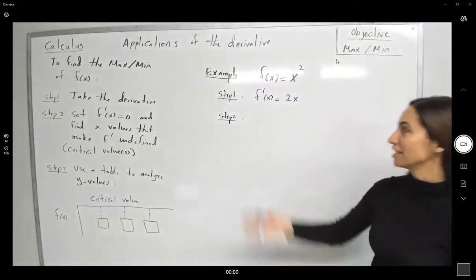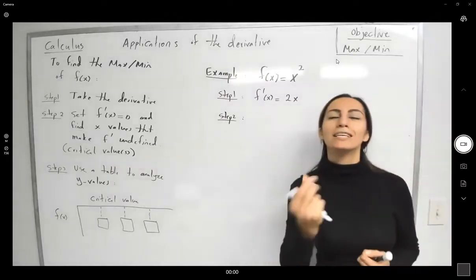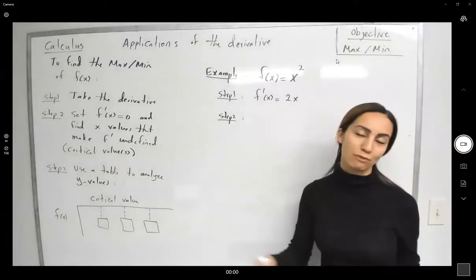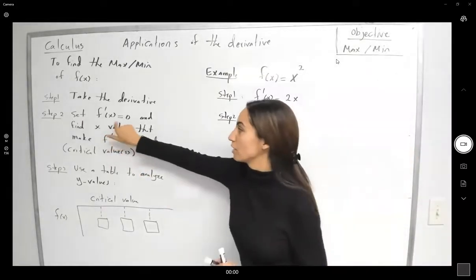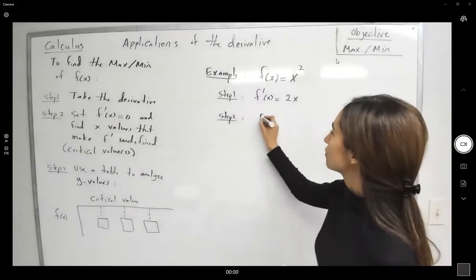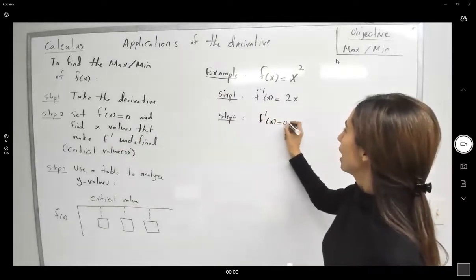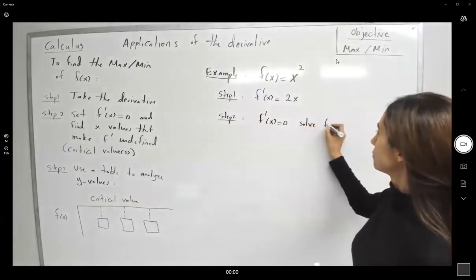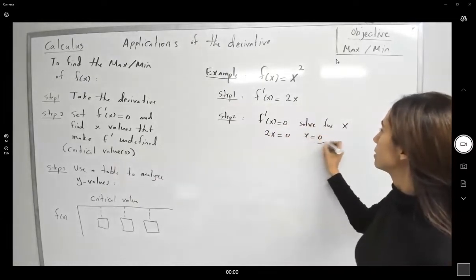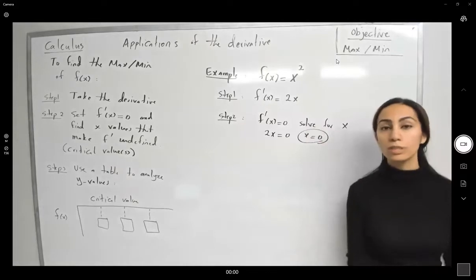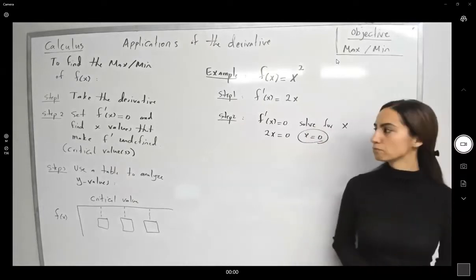Luckily for us, this derivative is a linear expression. It's defined everywhere. So it's not undefined. We have to just set the derivative equal to 0 and solve for x. 2x is equal to 0. It means that x is 0. X equal to 0 is a critical value.